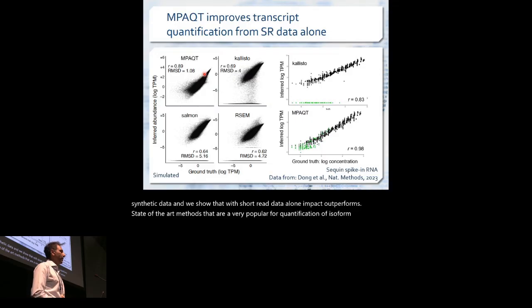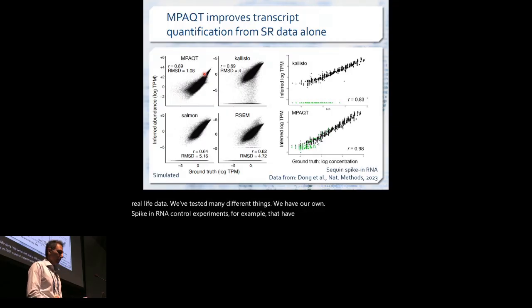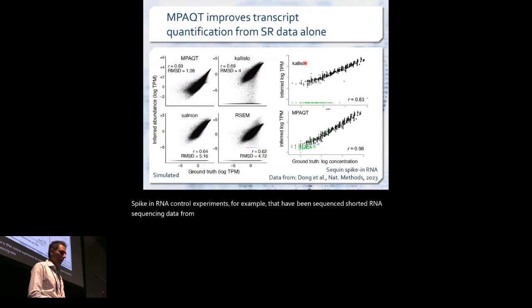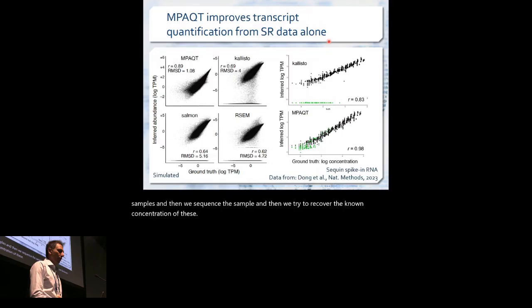In real-life data, we've tested many different things. We have our own spike-in RNA control experiments, for example, that have been sequenced with short-read RNA sequencing, data from different publications. This is one example based on Sequin spike-in RNA control. These are synthetic RNAs with known concentrations that are spiked into samples, and then we sequence the sample, and then we try to recover the known concentration of these synthetic RNAs.